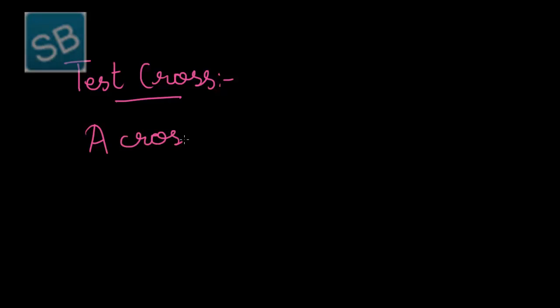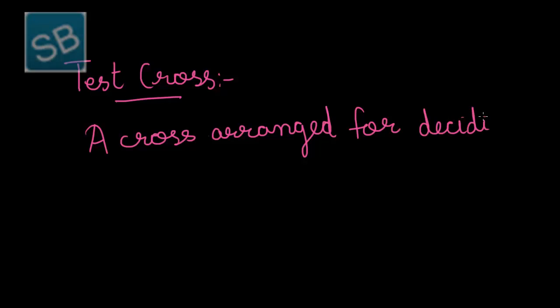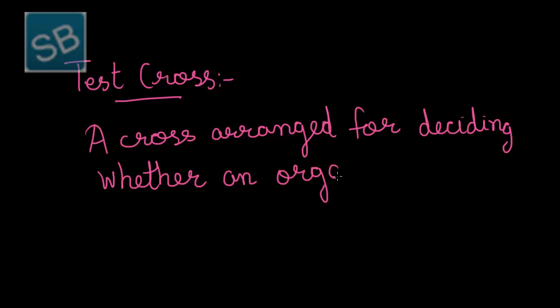On the basis of the law of segregation, there was another type of cross that was understood, that is the test cross. This cross is arranged for deciding whether a plant is homozygous or heterozygous. That is, a test cross can be defined as a cross arranged for deciding whether an organism is homozygous or heterozygous.